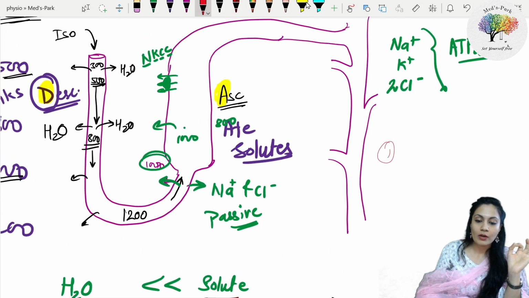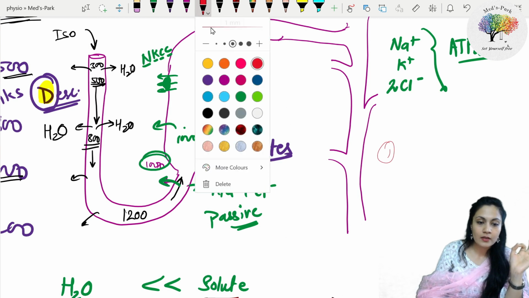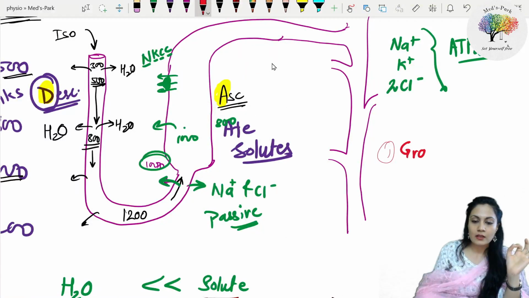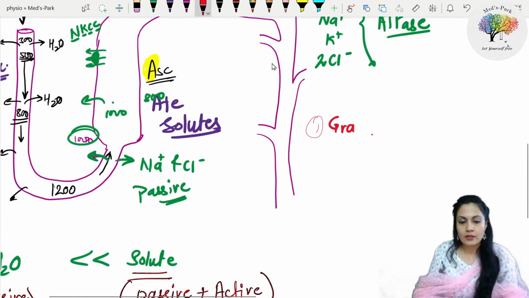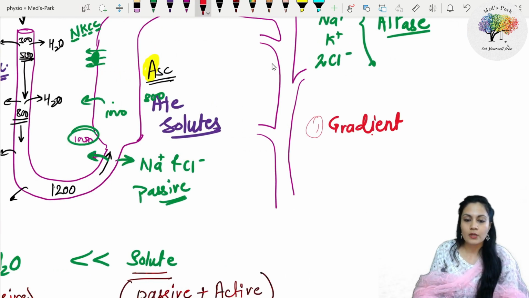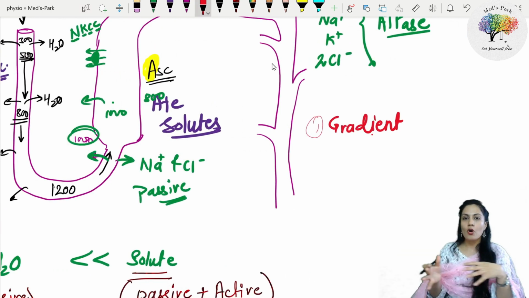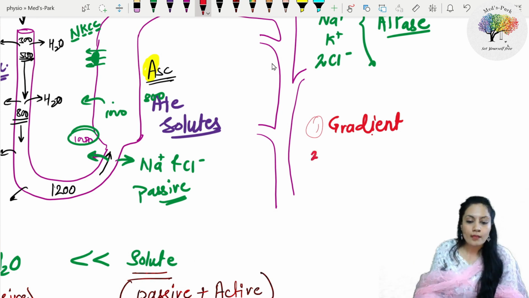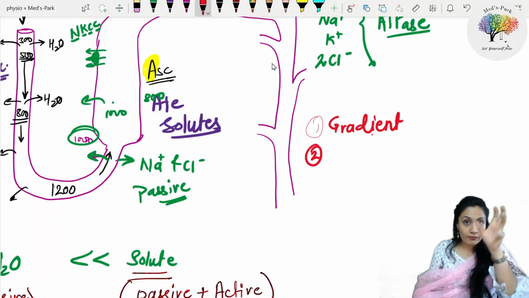First thing, you have to write about the gradient, right? So first thing that you're going to write is the gradient. You're going to draw a diagram which will fill up your half page or one page also. Then you're going to write about the differential permeability.